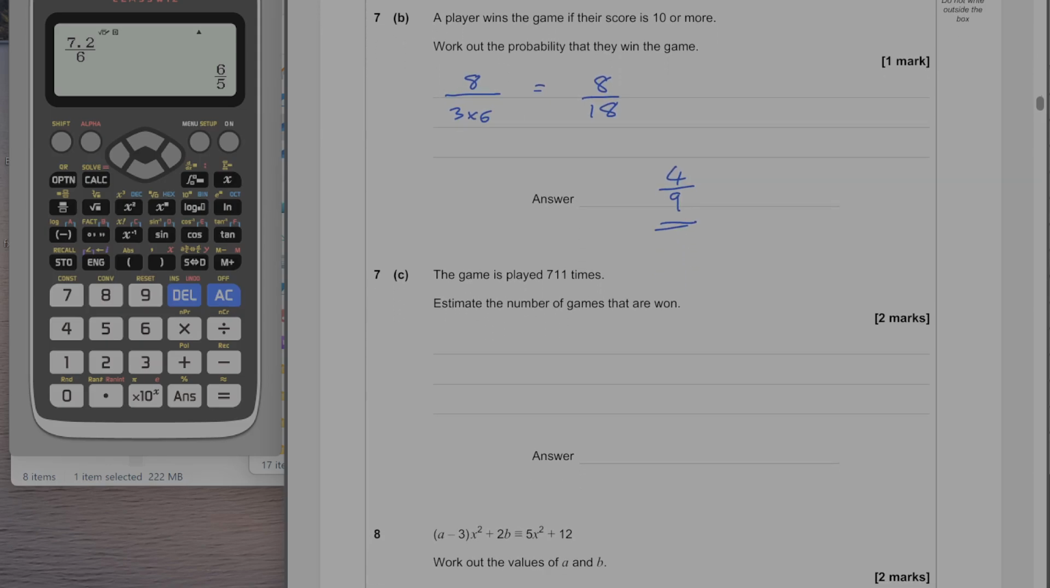And then part C, the game is played 711 times. Estimate the number of games that are won. So we're doing 711 times by 4 over 9. So 316 times we would expect the game to be won.